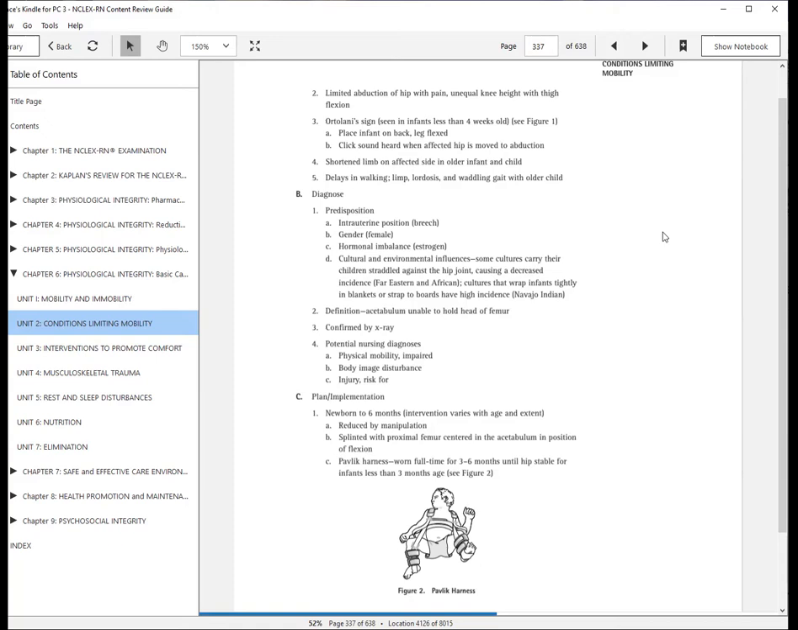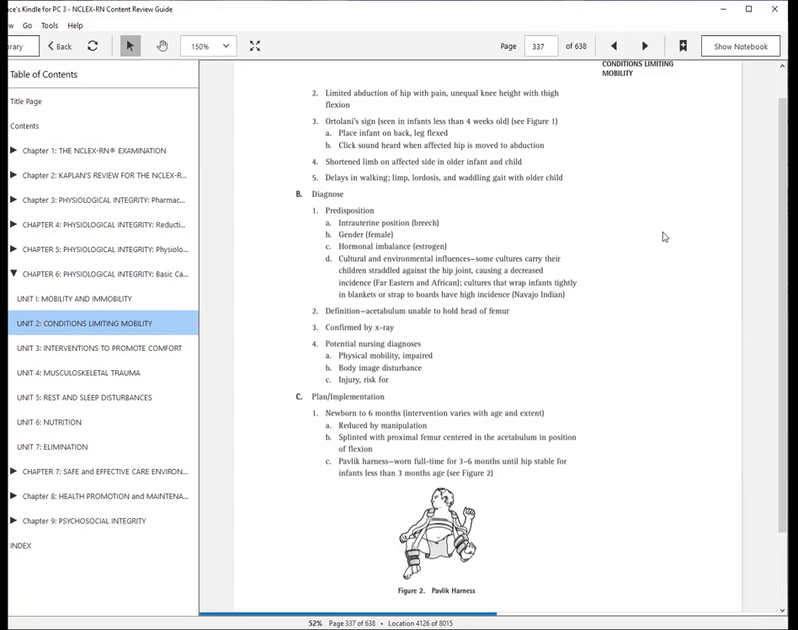Hormonal imbalances, we have estrogen. Cultural and environmental influences: some cultures carry their children swaddled with the hips held in extension. This causes an increase in incidence. And usually this is in the Far East and Africa, the way we carry our kids, we put them on the back and we wrap them. This can cause hip dysplasia. That is culture, the cultural wrap of it.